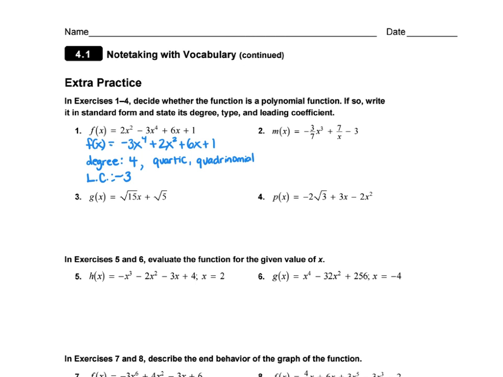All right, so example number 2. Again, first thing I look for is all the exponents, making sure that they're positive. So it has x cubed, so far looks good. But then it has 7 over x, okay? And that, they're trying to trick you, because 7 over x is really 7x to the -1 power.